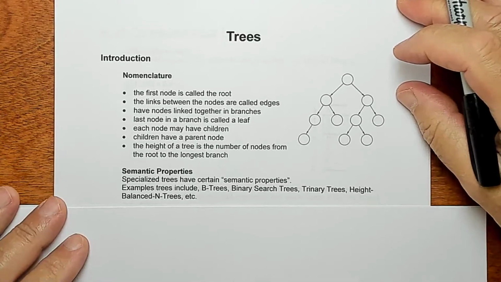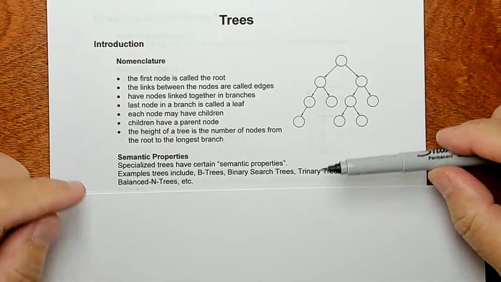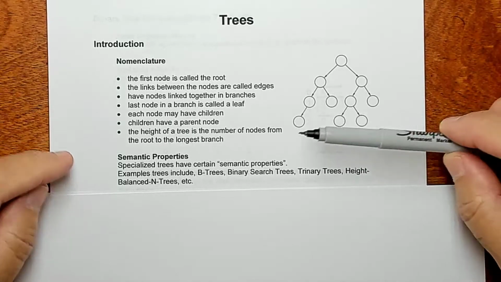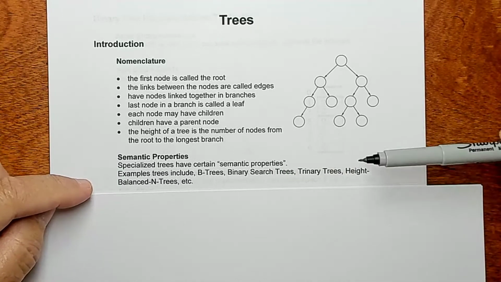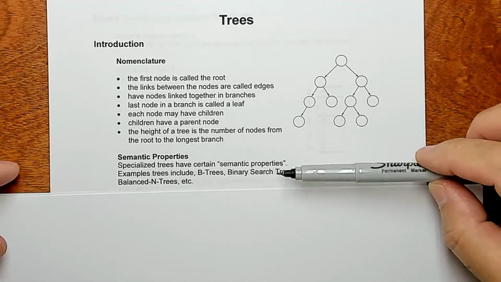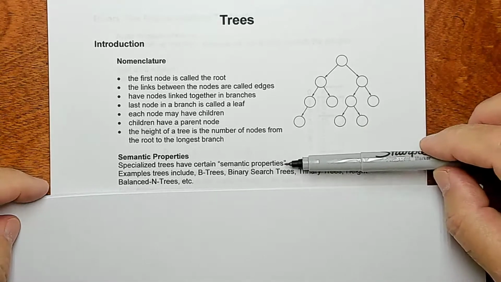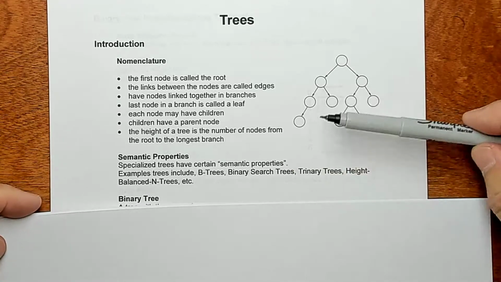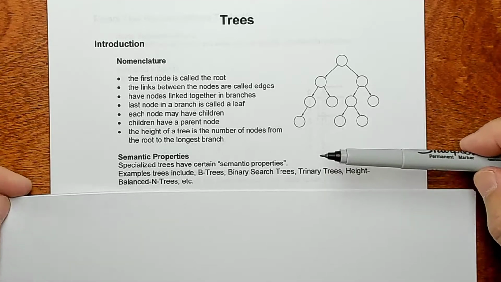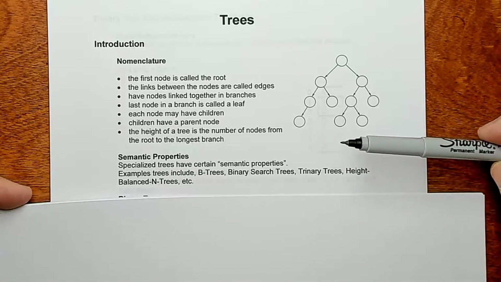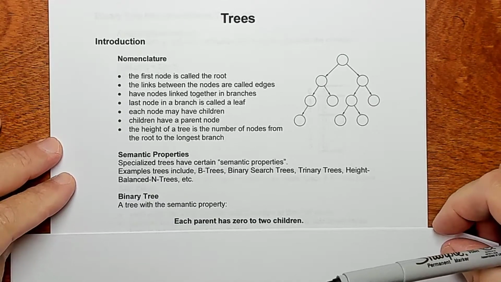So the next thing we can do is add properties that determine the behavior of trees. There's lots of different kinds of trees. For example, there's B trees, binary search trees, trinary trees, height balanced trees, and many others. And we're going to look at some of these. If we start adding semantic properties, we can reduce the variety of trees, or that is to say, we can produce a specialized tree of some kind. So here's the first semantic property we're going to add.